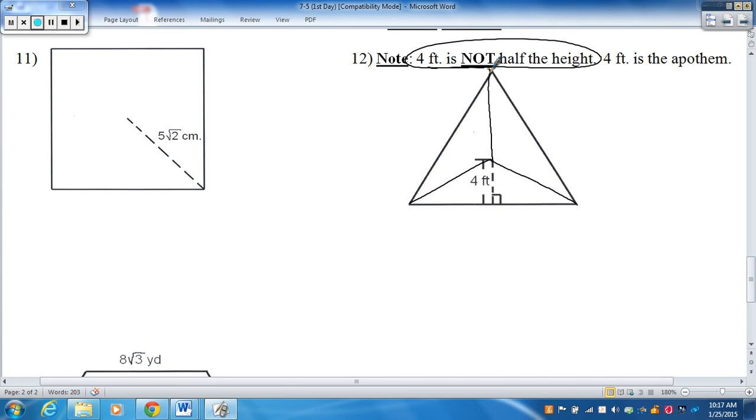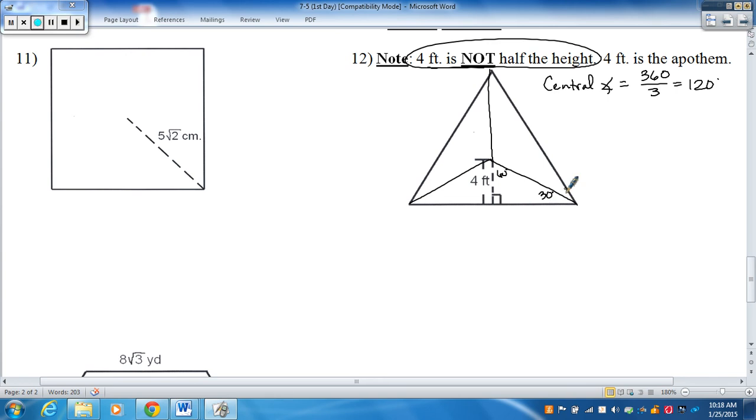And again, the first thing we did on the previous problem was find the central angle. I'm going to do that again. Central angle is going to be 360 divided by 3, which is 120. All right? Now, 120, 120, and 120. Well, these two angles are the same, so this is 60 and 30.